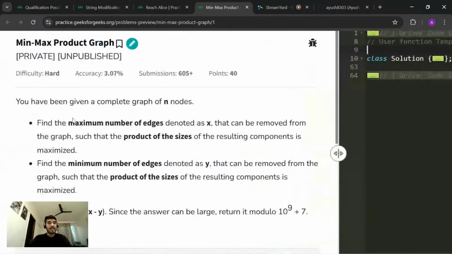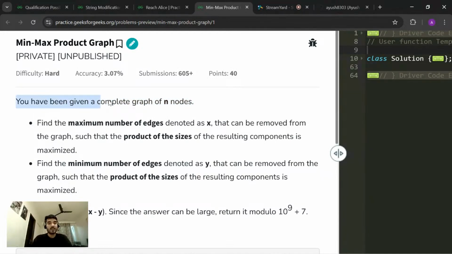So, minimum maximum product graph. This is a fairly interesting problem and uses some advanced topics of math. Not very advanced, but for beginners this might be a very hard problem.